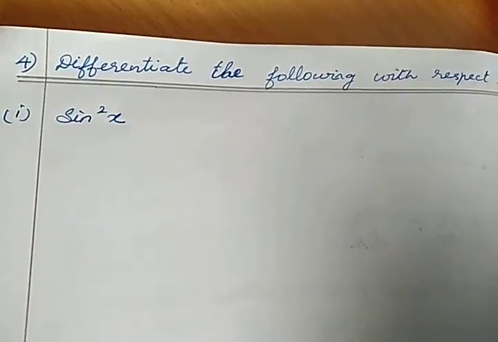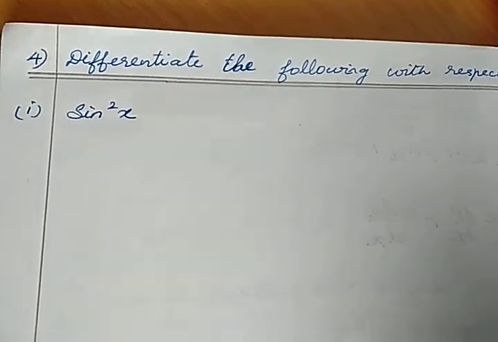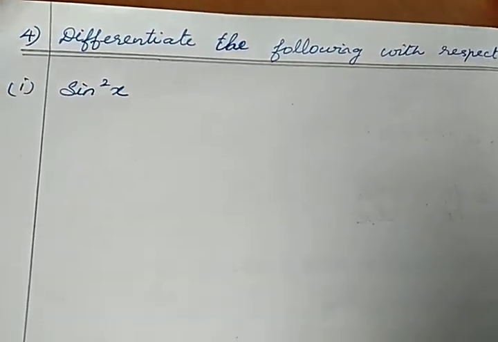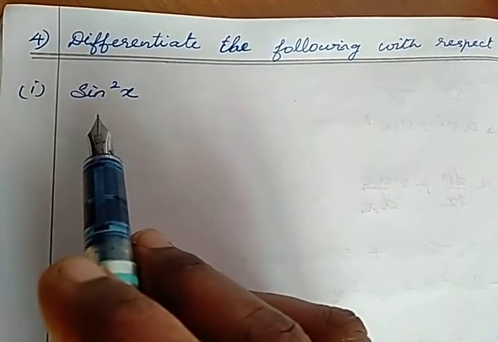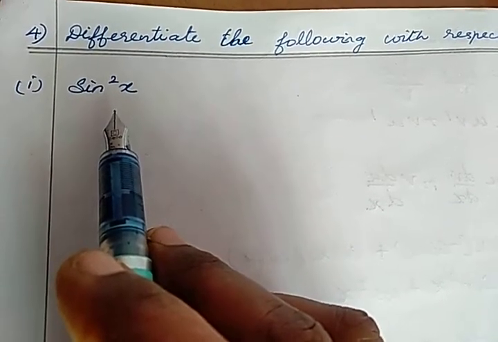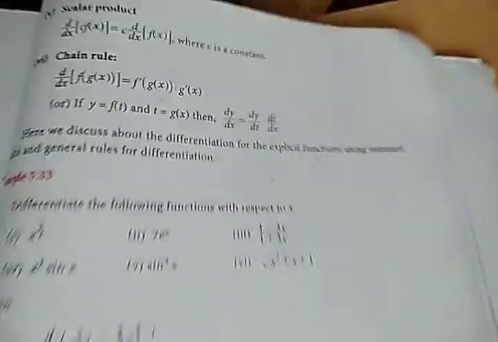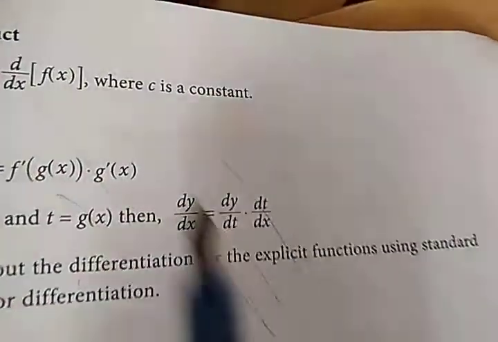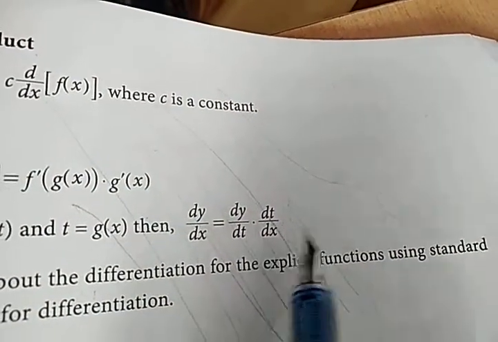Hari Om children, this is exercise number 5.5, Roman number 4. Differentiate the following with respect to x. The first sum is sine squared x. Here we are going to use a different formula, which is the chain rule. In your book, dy by dx is equal to dy by dt into dt by dx.